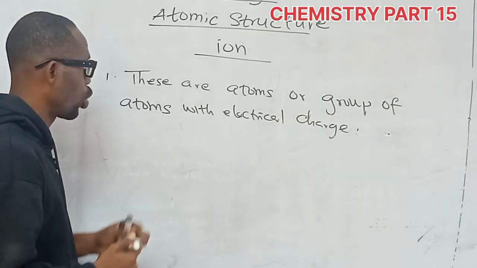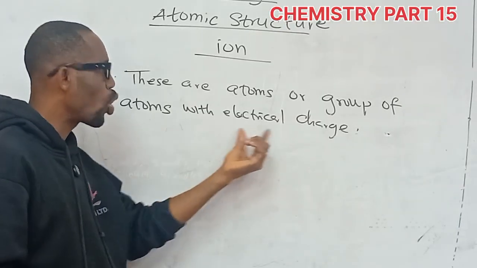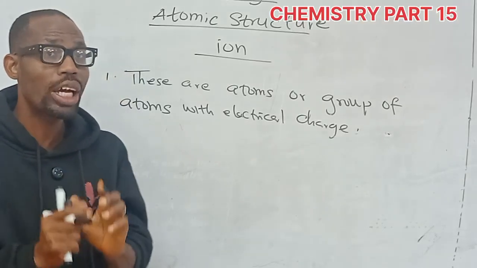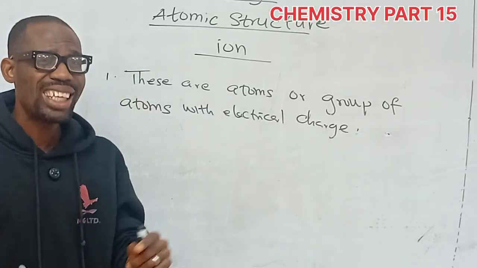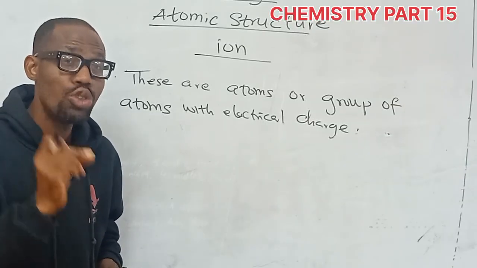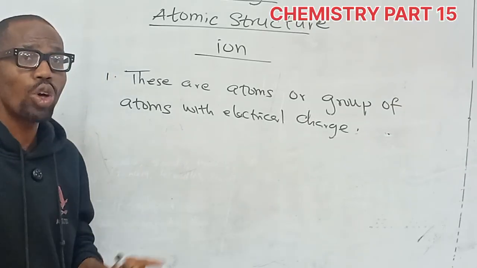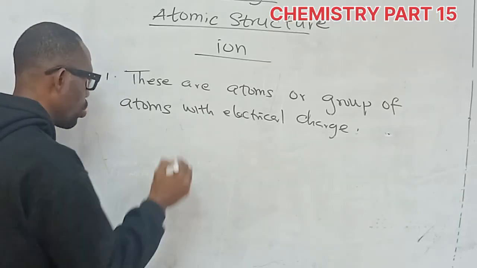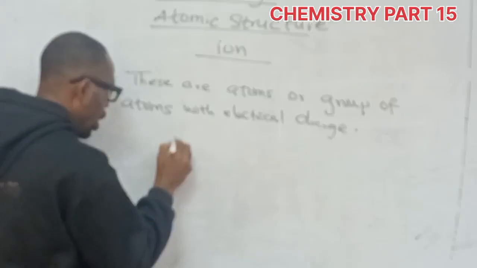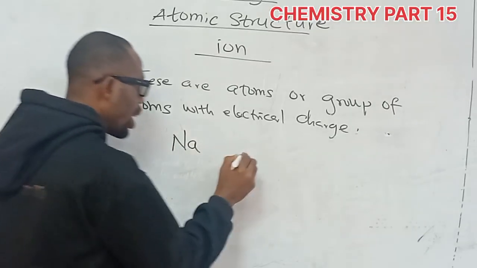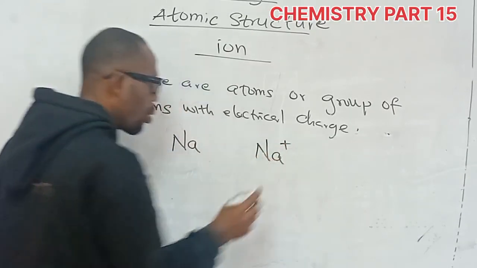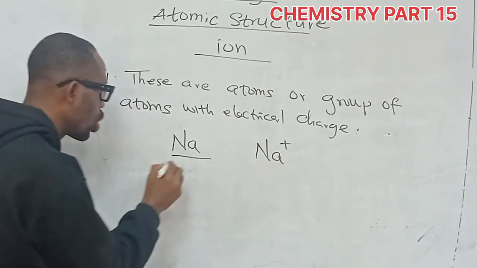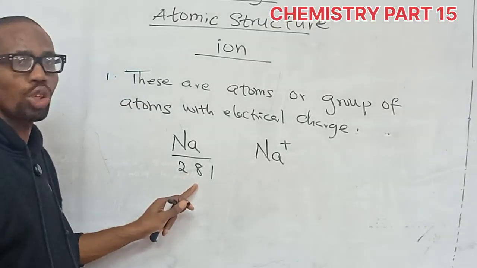Now, know one thing for sure, that when an atom becomes an ion, that means that the numbers of proton and electron are no longer going to be the same. I told you in the previous video that an atom is electrically neutral when it has equal number of what? Proton and electron. Let's take, for example, the atom sodium, Na, and then let's take this Na plus. Pay attention, please.